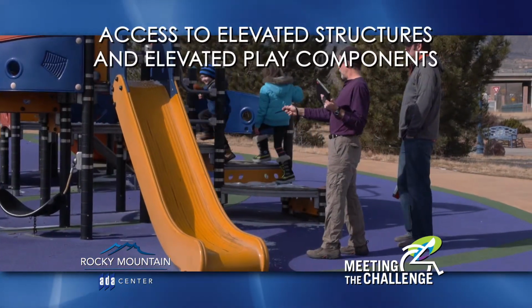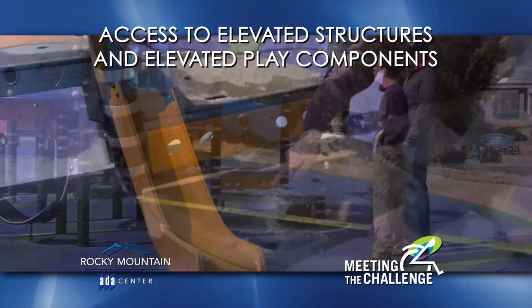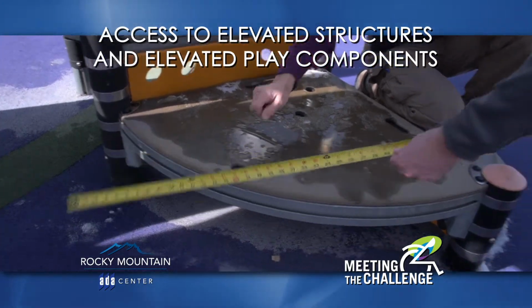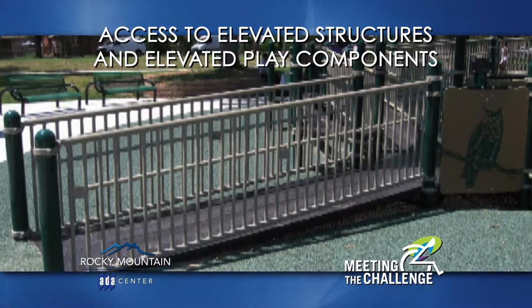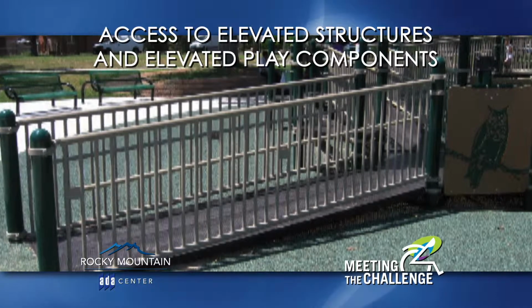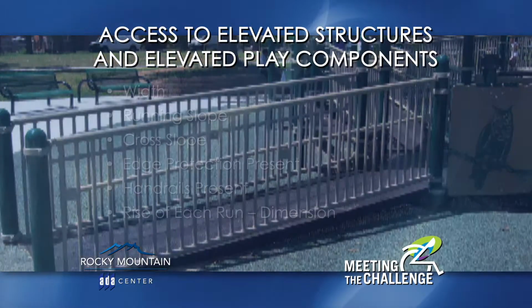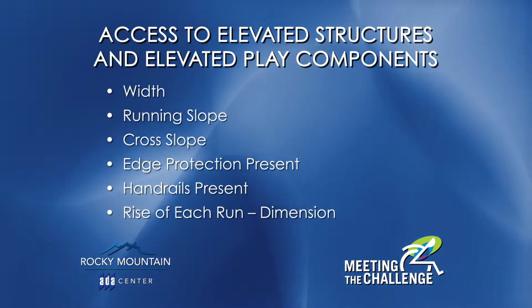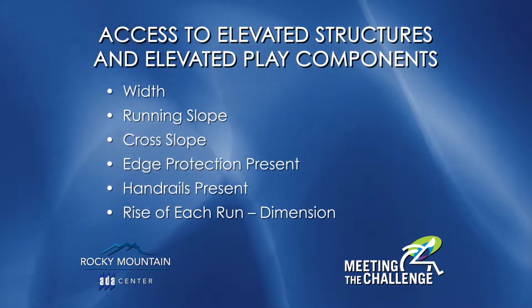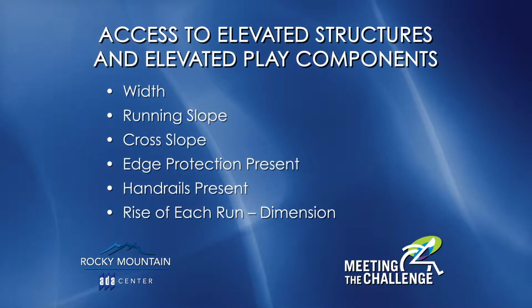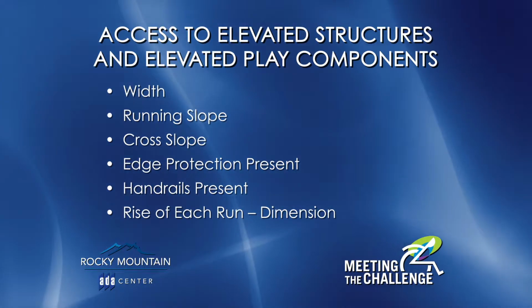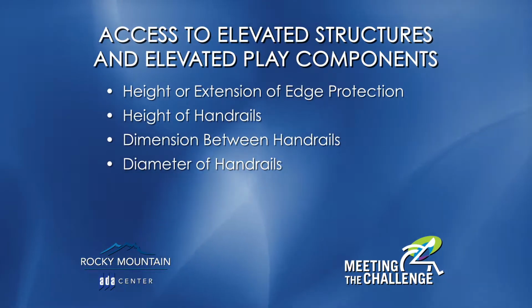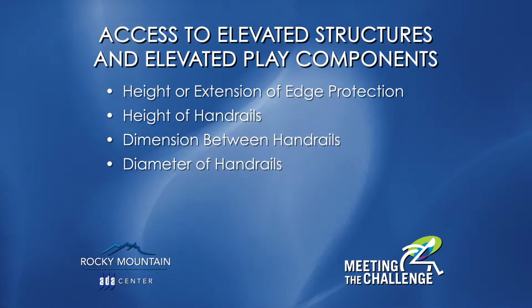Access to elevated structures and elevated play components. The accessible route to an elevated structure must connect to a point of entry at that structure. The point of entry may be a ramp, a transfer platform, or other type of transfer system. Attributes of ramps that must be observed or measured include width, running slope, cross slope, edge protection present, handrails present, rise of each run, height or extension of edge protection, height of handrails, dimension between handrails, diameter of handrails.